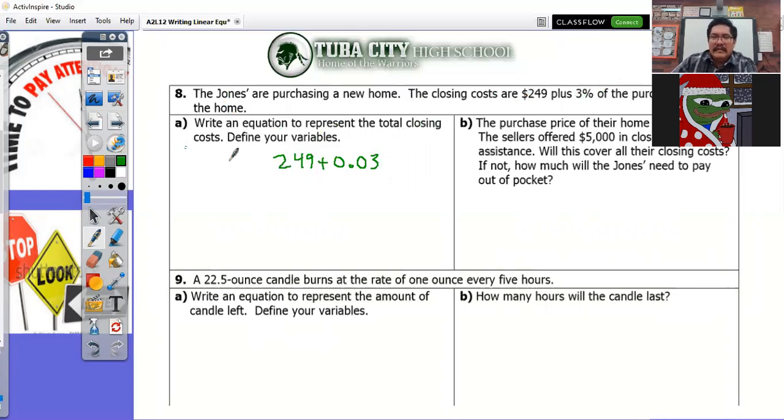And here we'll go ahead and use cost and purchase price. We'll put P for purchase price. And there we go. So C is cost and P is purchase price.